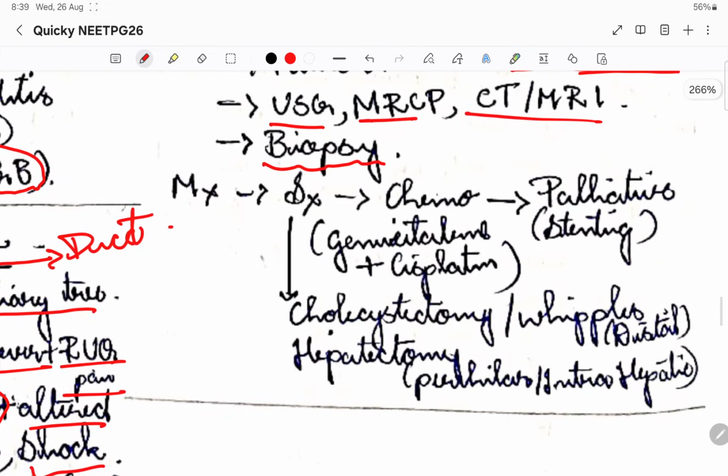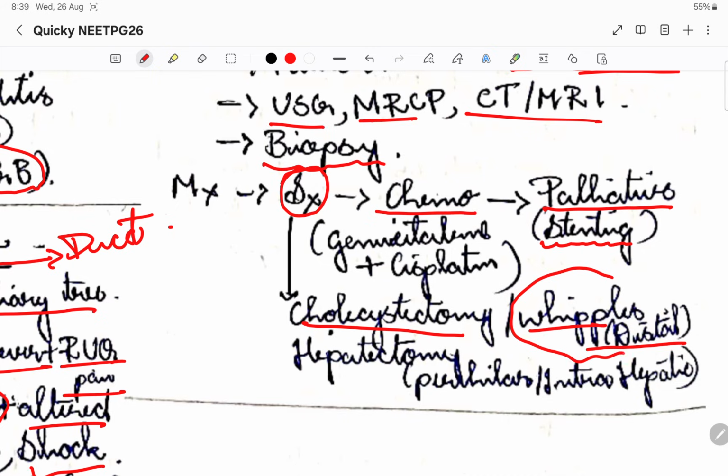How we do the management is basically a surgical approach. First we'll do the cholecystectomy, or we'll go for Whipple's surgery. Okay, then after that we'll do chemotherapy, and palliative stenting can be done to remove any gallstones that are there, or if there is any other pathologies. So the surgical methods are cholecystectomy and Whipple's surgery if the distal bile duct is involved. Also if it is the higher stages, hepatectomy can be done.